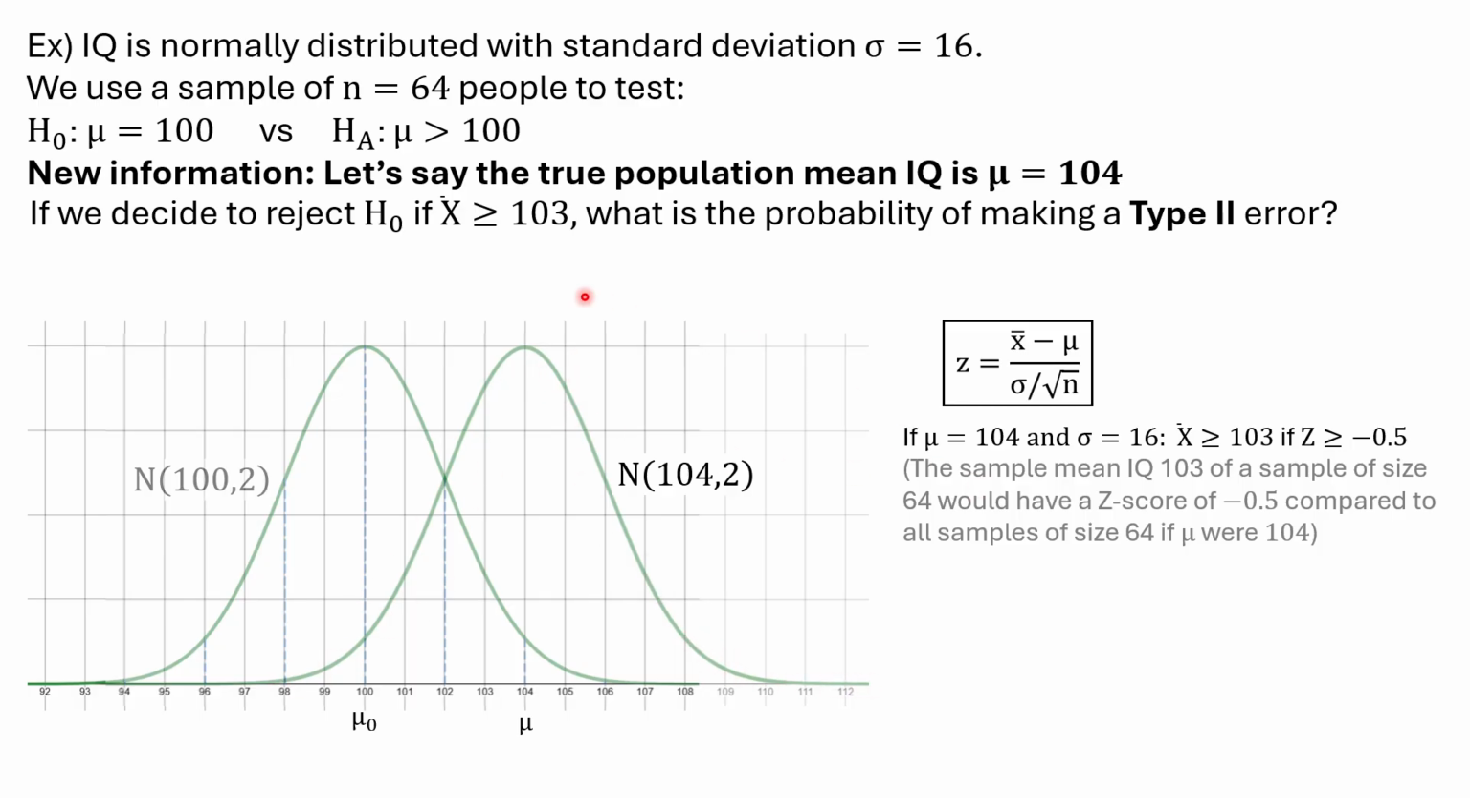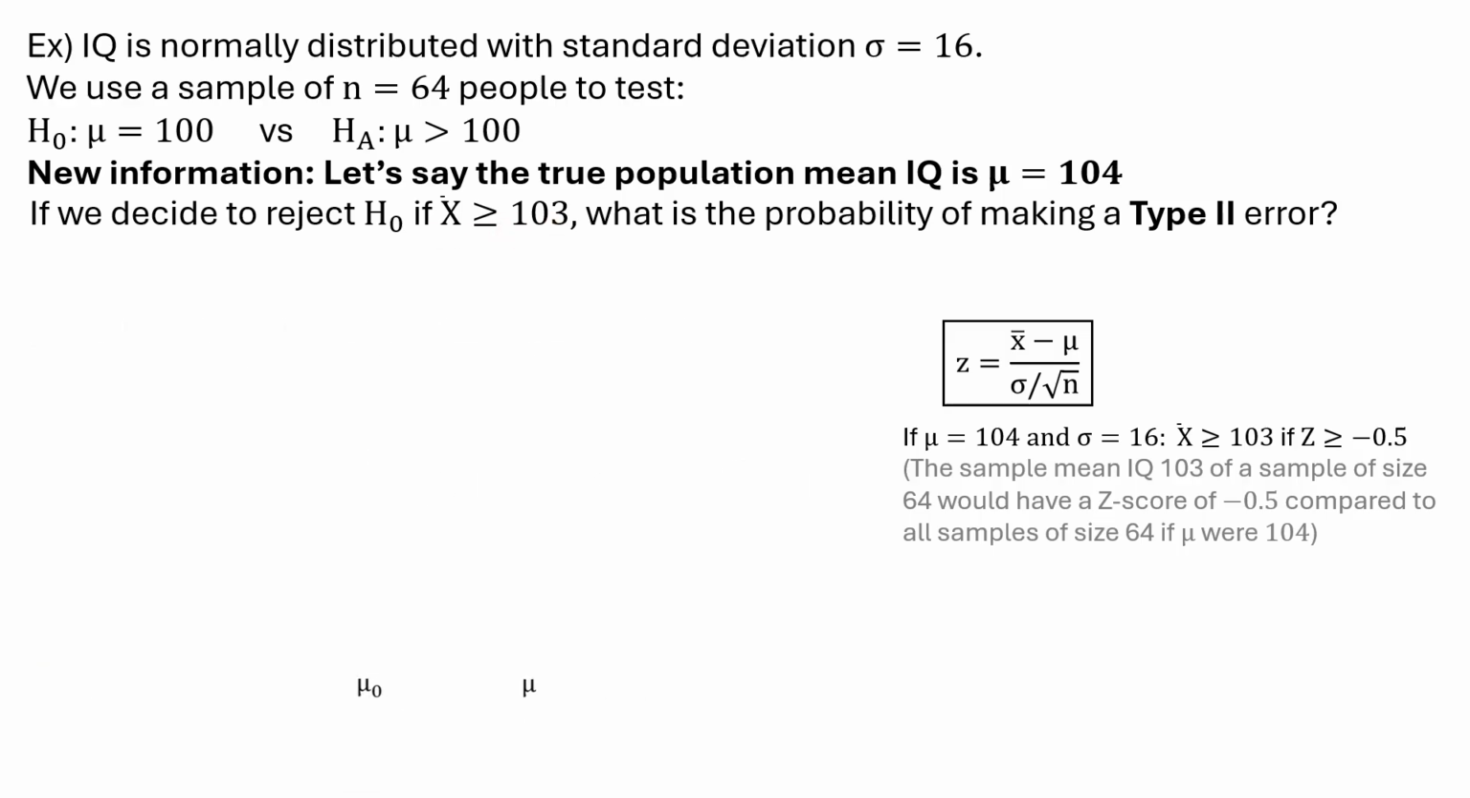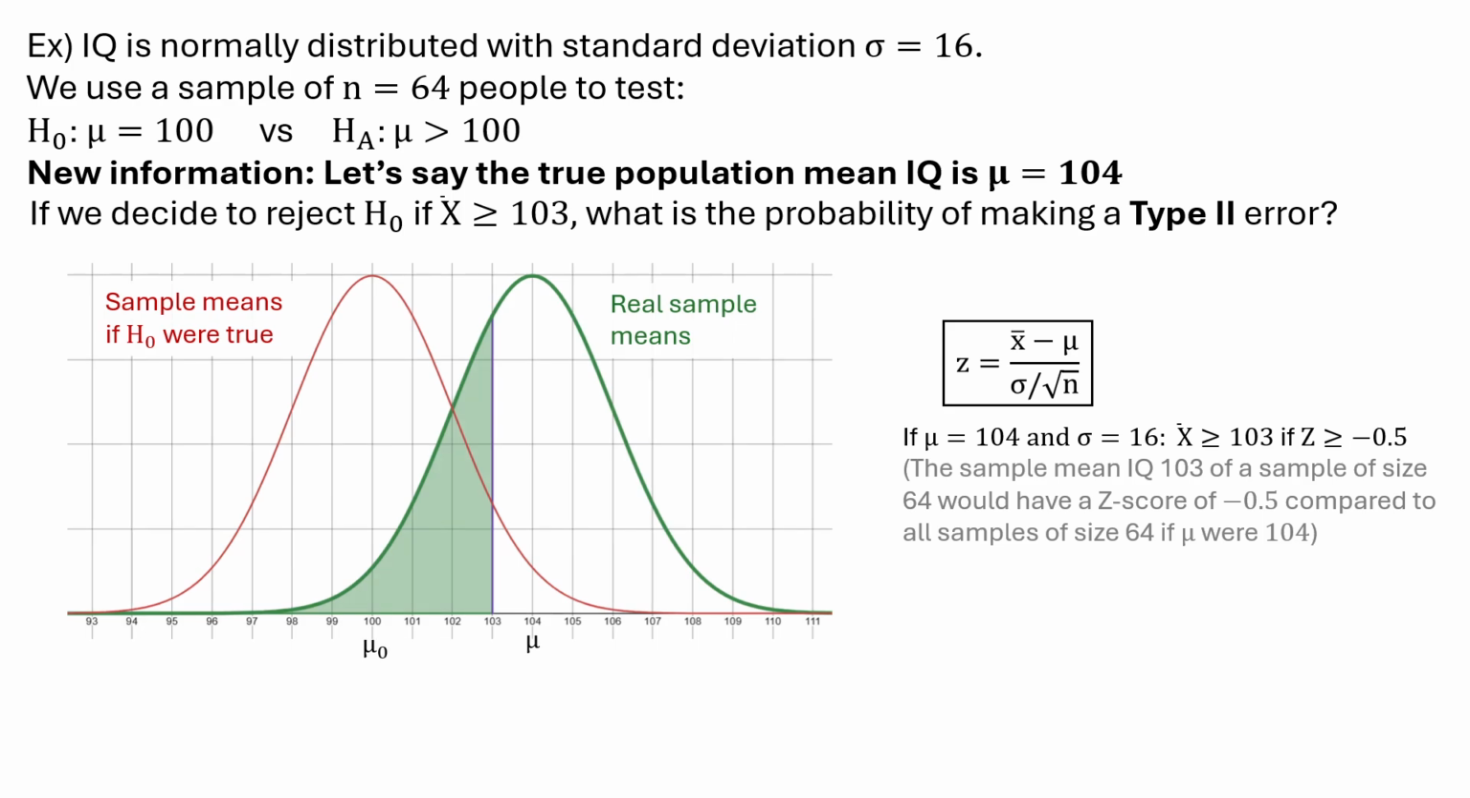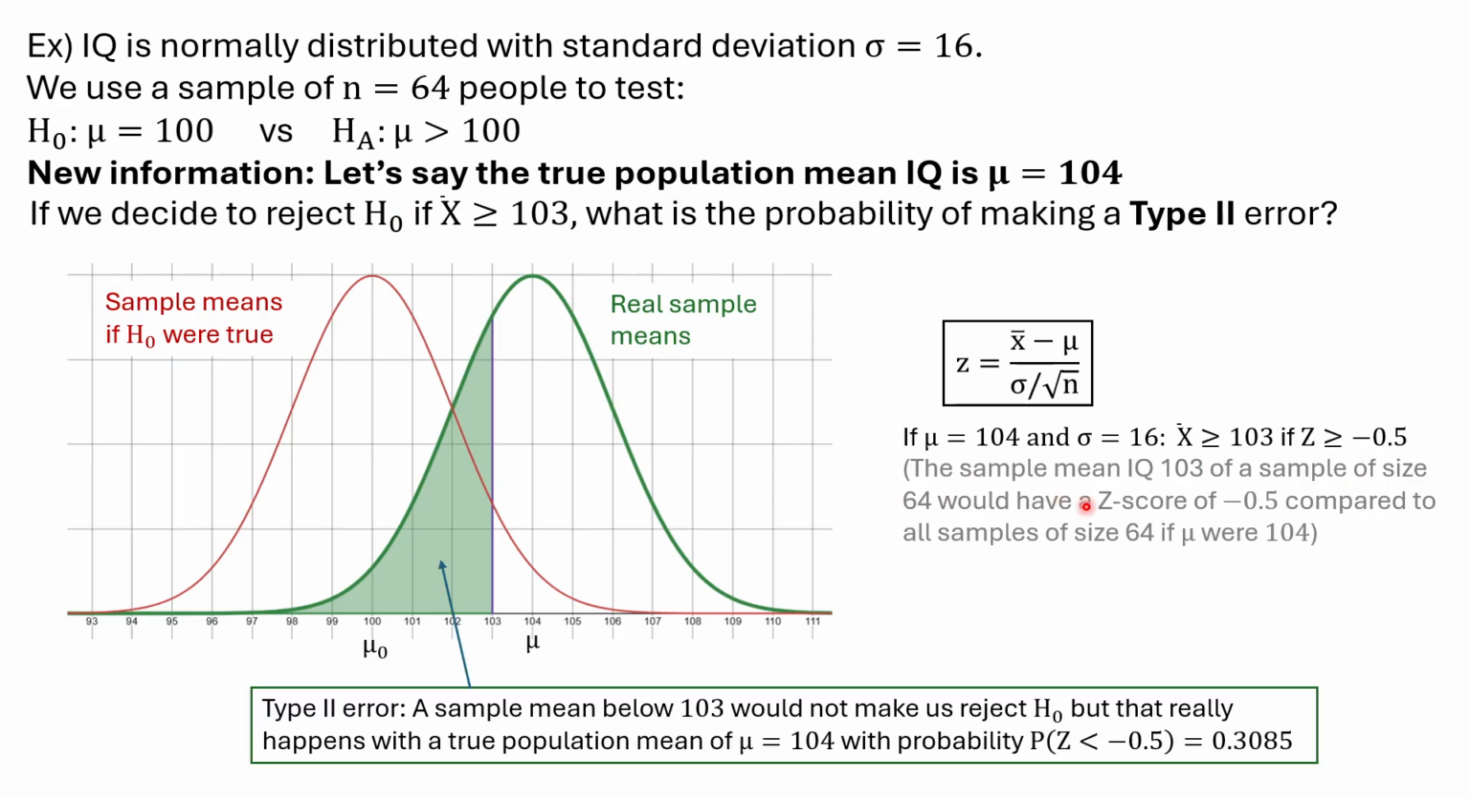And so looking at the specific score of 103, that would be a z-score of minus 0.5. You could take 103 minus 104 all over 16 over the square root of 64, and that would give you minus 0.5. And so the sample mean IQ 103, where we would make our cutoff in our decision, with a sample size of 64, would have a z-score of minus 0.5 compared to all samples of size 64 that we would actually get if we have a true population mean IQ of 104.